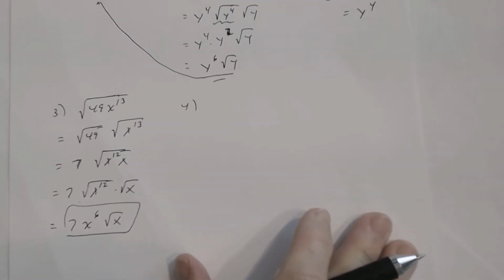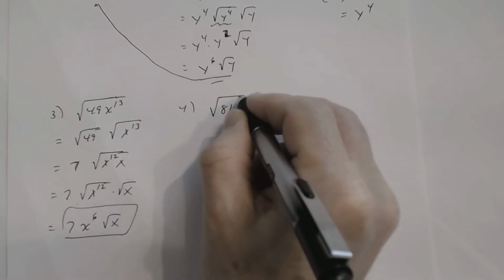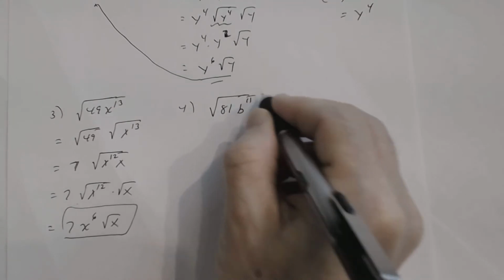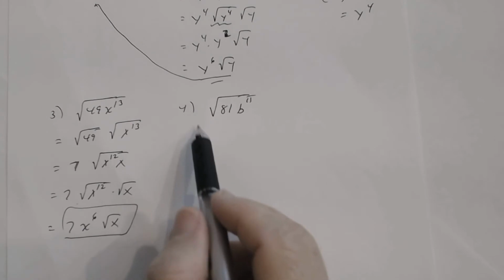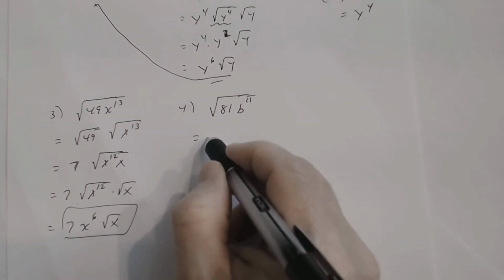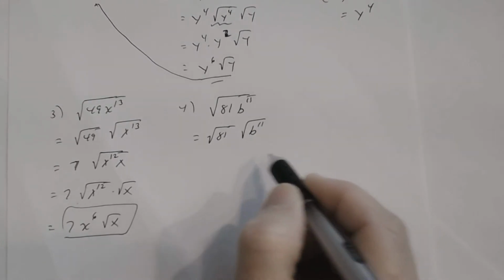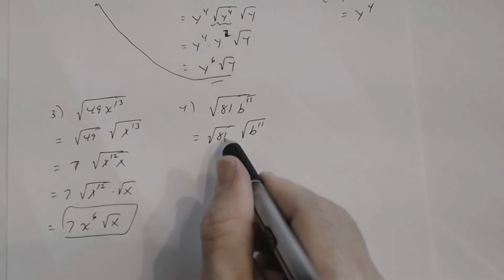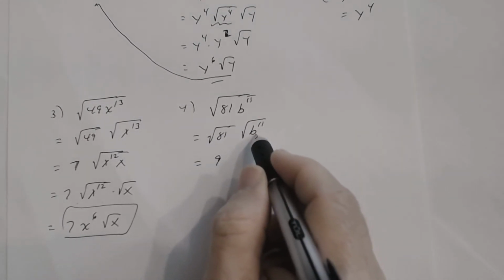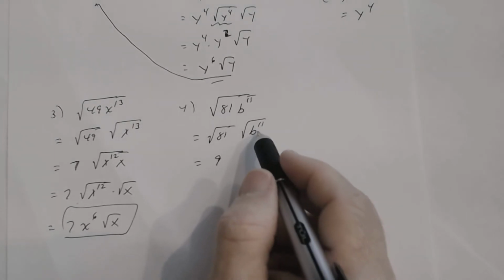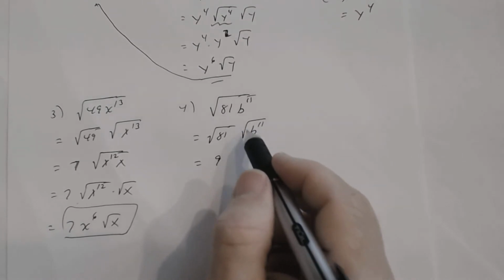All right, number 4. Let's suppose in number 4 I had the square root of 81 b to the 11th. All right, again, same idea, right? Let's use the product rule. So I'm going to rewrite this as the square root of 81 times the square root of b to the 11th. Can I simplify anything? Yes, 81 is a perfect square. So that means that the square root of 81 is 9. Now b to the 11th, can I simplify this? Yes, because 11 is greater than or equal to 2.